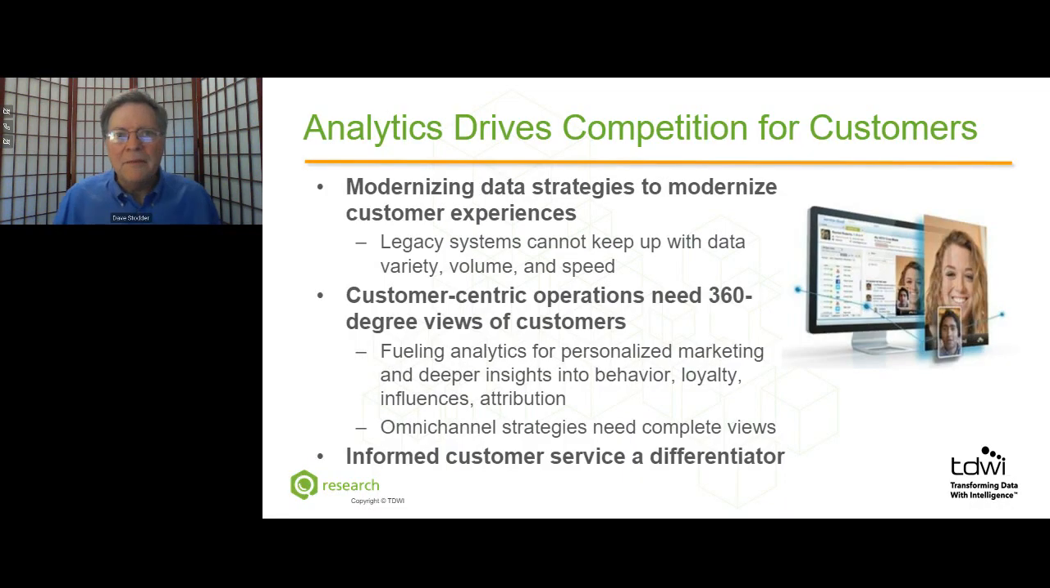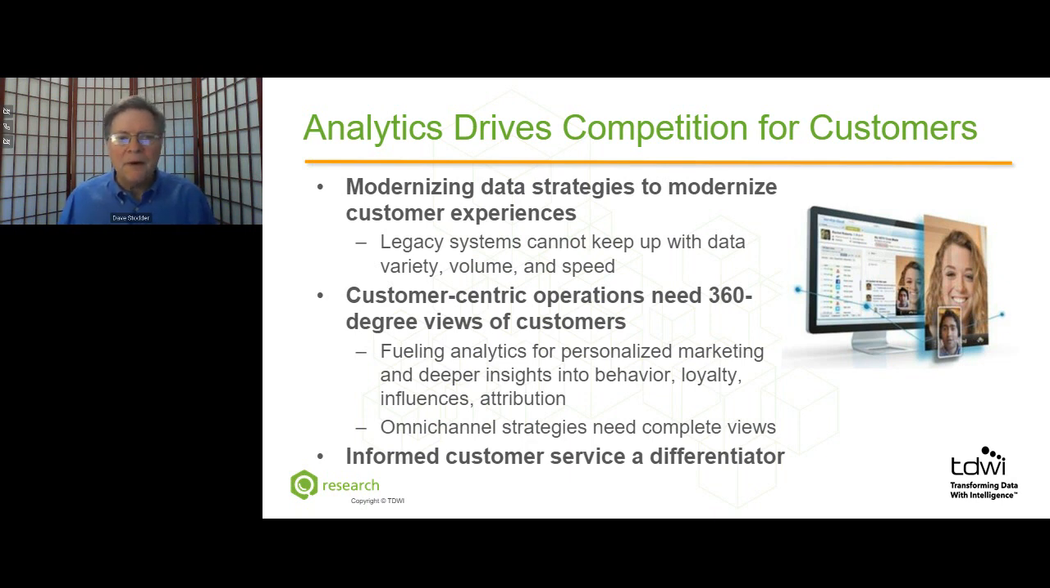Just to get the big picture here, organizations are definitely leaning on analytics. They want to be data-driven. Analytics drives competition for customers. I think this has been evolving for quite a while, and at this point, it's really at a fever pitch, as organizations are trying to take the most advantage and maximize, particularly their first-party data, the data that they're collecting directly from customers through various channels and engagement that way.